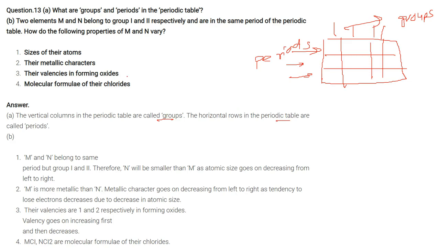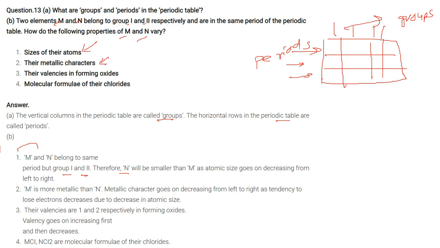Now, two elements M and N belong to group 1 and 2 respectively, and are in the same period of the periodic table. How do the following properties of M and N vary? According to the size of their atoms. M and N belong to the same period, but groups 1 and 2. So N will be smaller than M, as the atomic size decreases from left to right.